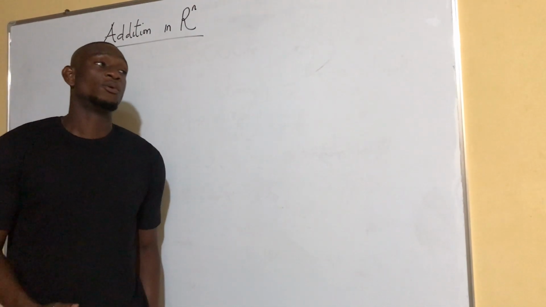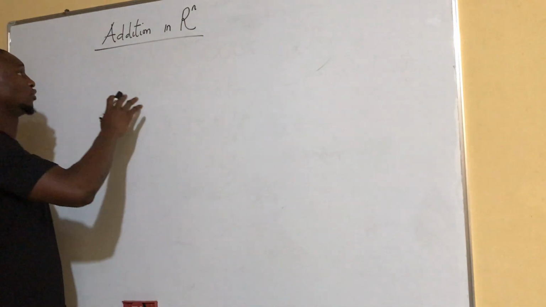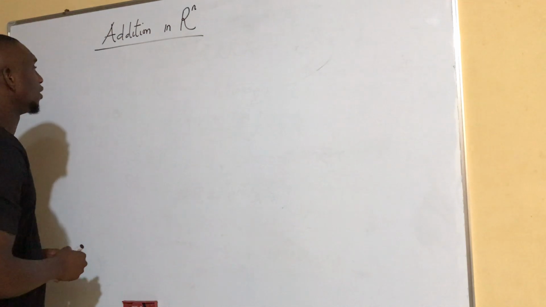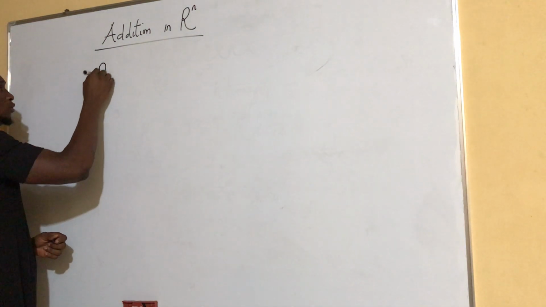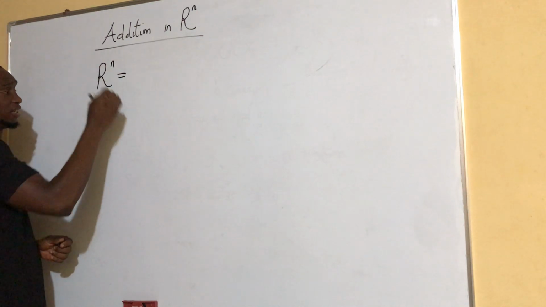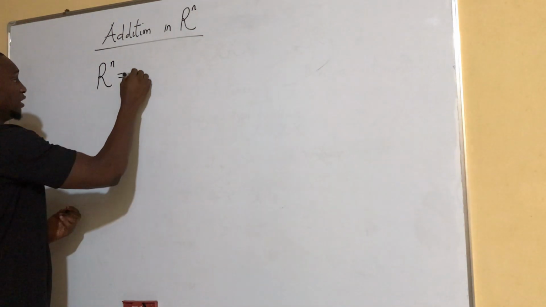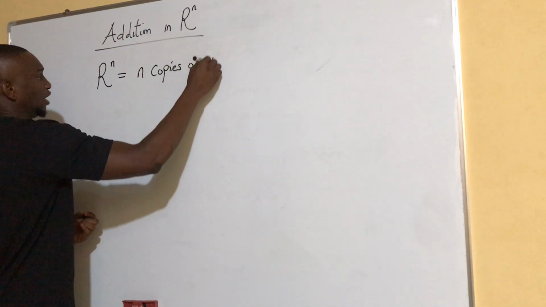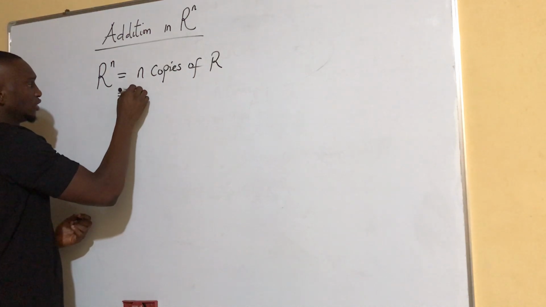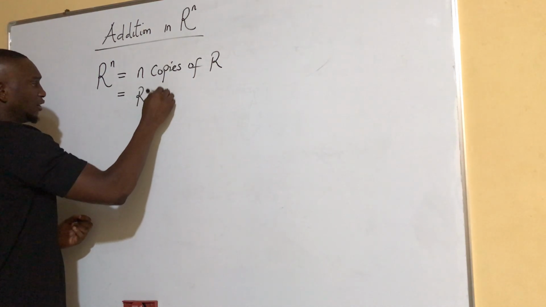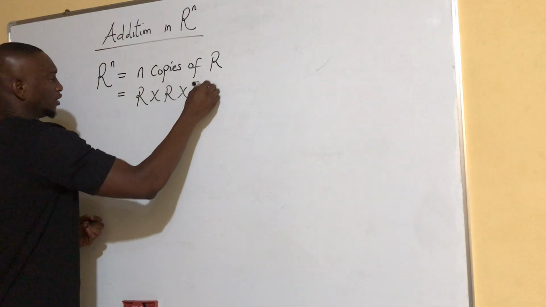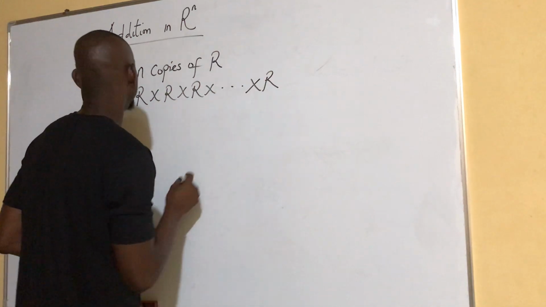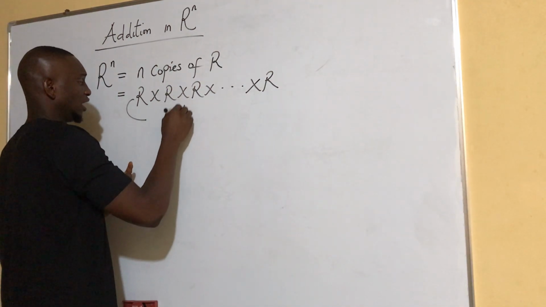Welcome to class. We are discussing the concept of addition in the set R to the power of n. We know that R to the power of n is usually n copies of R, and this is denoted R times R times, and I will introduce the ellipsis, times R, and we assume that this is n times.